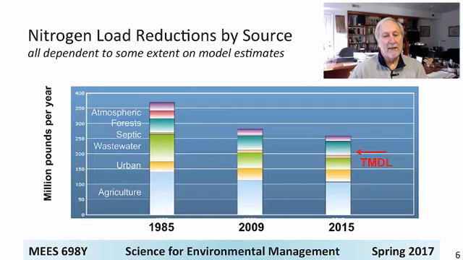And as we can see, if we look at the load reductions estimated by the model by sector of sources, atmospheric, forest, septic, wastewater, urban, and agriculture, we can see that a large amount of the reductions have been achieved by reductions of atmospheric input. And actually, we have a pretty good understanding of at least the inputs, not necessarily how much of that enters the bay, because we've actually been able to measure changes in atmospheric deposition. And also, similarly, we have a good handle on wastewater load reductions because we know at the end of the pipe we can measure those changes in load reductions.